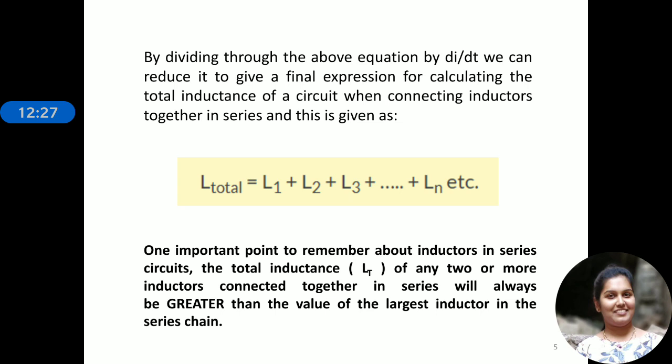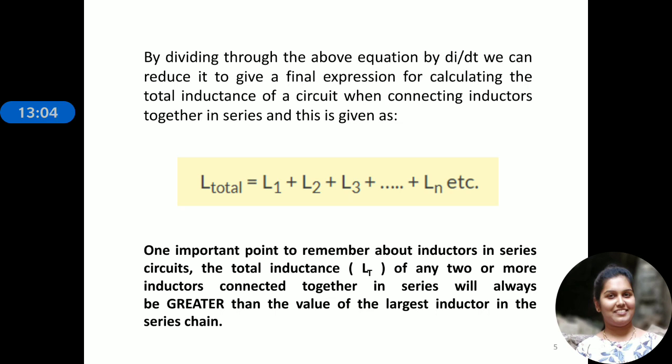You can connect any number of inductors in series, whatever the number, and the equivalent inductance of the series inductor circuit will be L total is equal to L1 plus L2 up to Ln. So the total inductance of the series chain can be found by simply adding together the individual inductances of the inductors in series, just like adding together resistors in series.